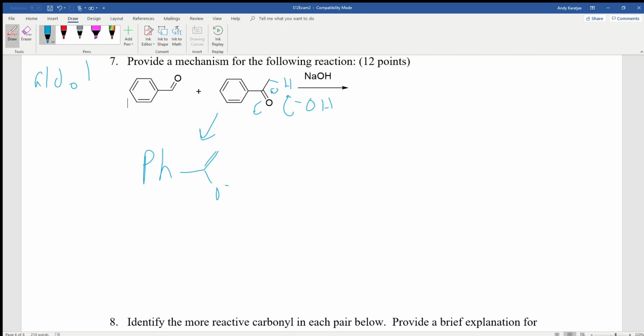The enolate will then do nucleophilic attack onto the aldehyde. I'm just going to abbreviate to make this easier. Both aromatic rings is Ph. So there's what's left of our aldehyde. There's our new carbon-carbon bond.